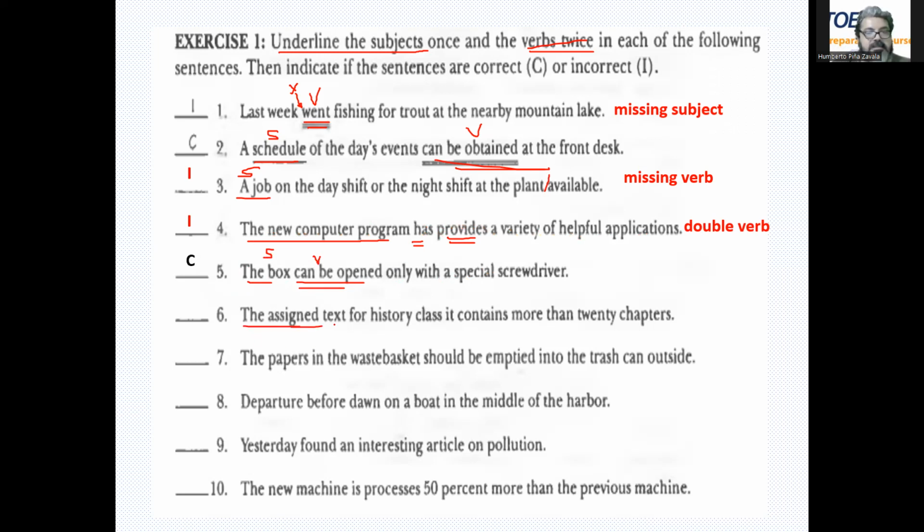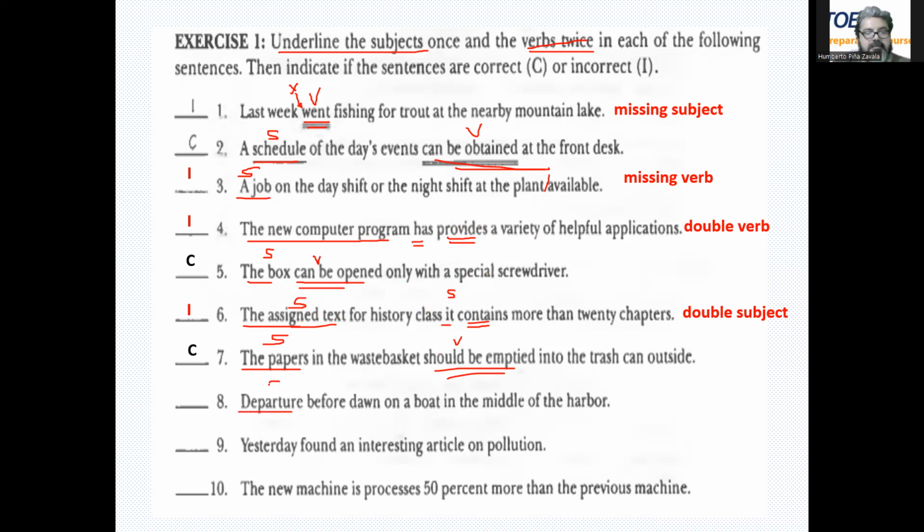The assigned text for history class, it contains more than 20 chapters. You can see we have 2 subjects, so that's why it's incorrect. You know, we have a double subject, need 1. The papers, the wastebasket should be empty in the trash can. So we got subject, we got verb. Yeah, it's fine.